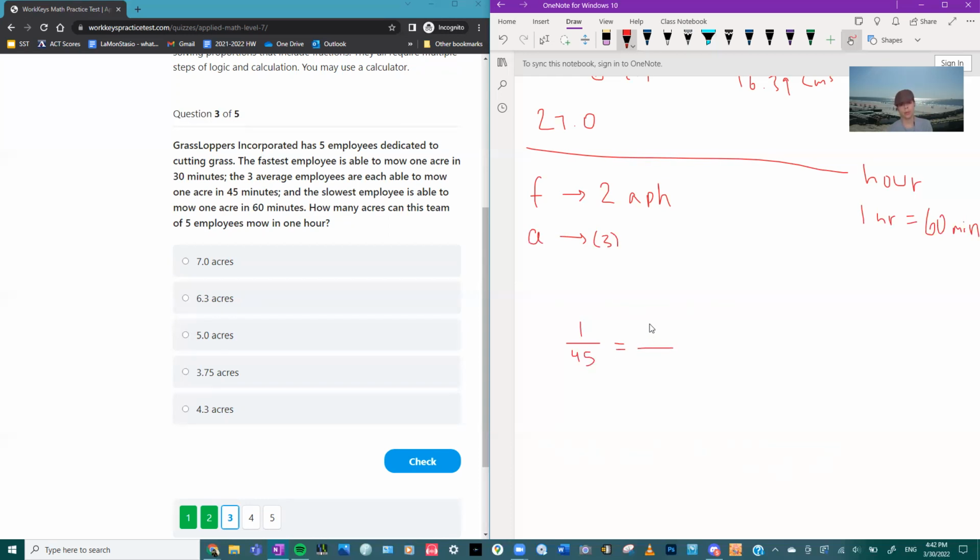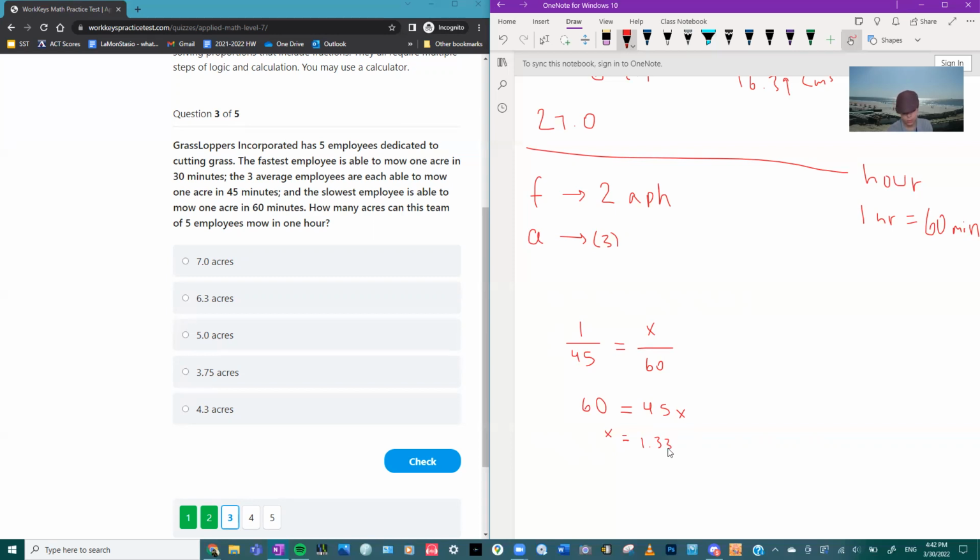But we want to know how many acres they can do in 60 minutes. So we get 60 equals 45x, doing cross multiplying like I already showed you in the first one. And so we find out that x is 60 divided by 45, 1.33. But this is how many acres they can do in 60 minutes. We need to know how much they can do in 1 hour.